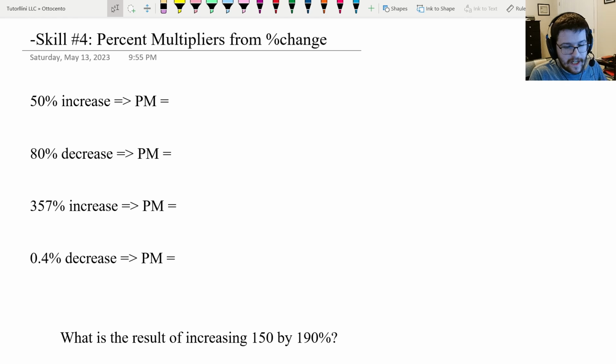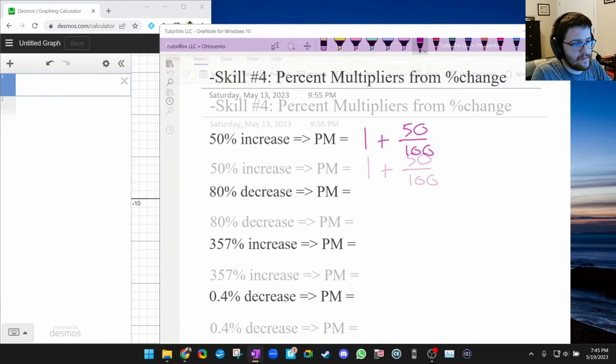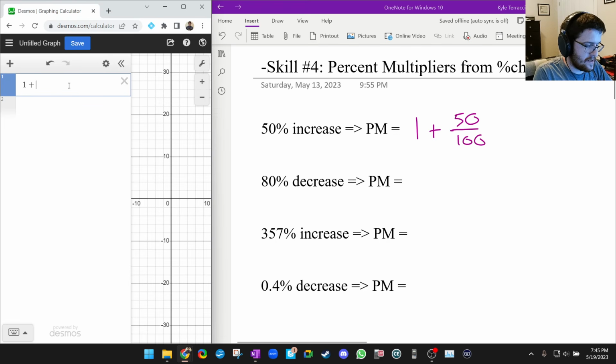Okay, so before we start talking about what a multiplier is, let's just make sure we can calculate them. Once you have a handle on what you need to do, the calculator is incredibly helpful for figuring out the percent multiplier. I went over this in my Desmos video. You can check that out, but I'm going to go over it again here anyway. So 1 plus percent divided by 100. For a 50% increase, we're going to do 1 plus 50 divided by 100. If we go to the calculator, we can type it in just like that, and we get 1.5.